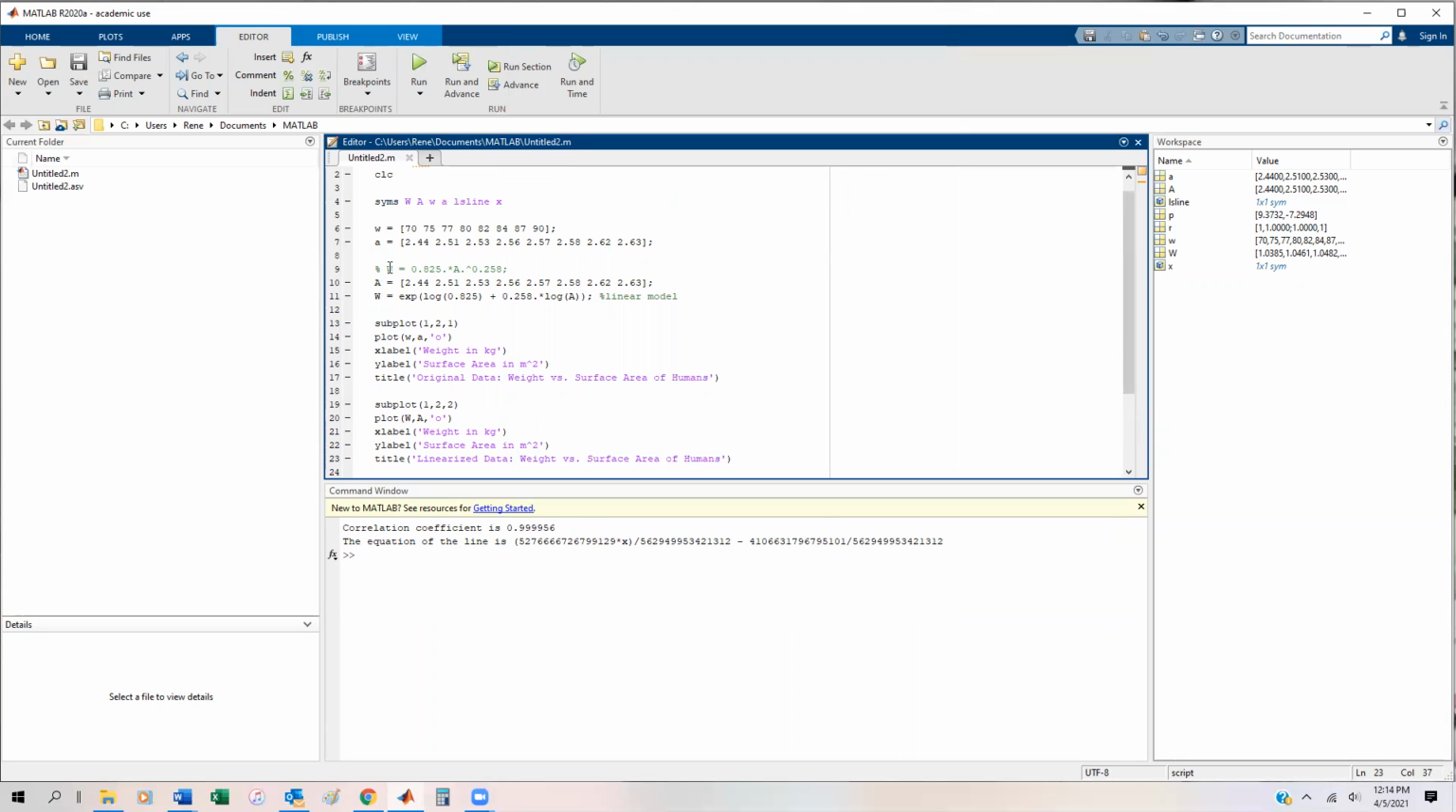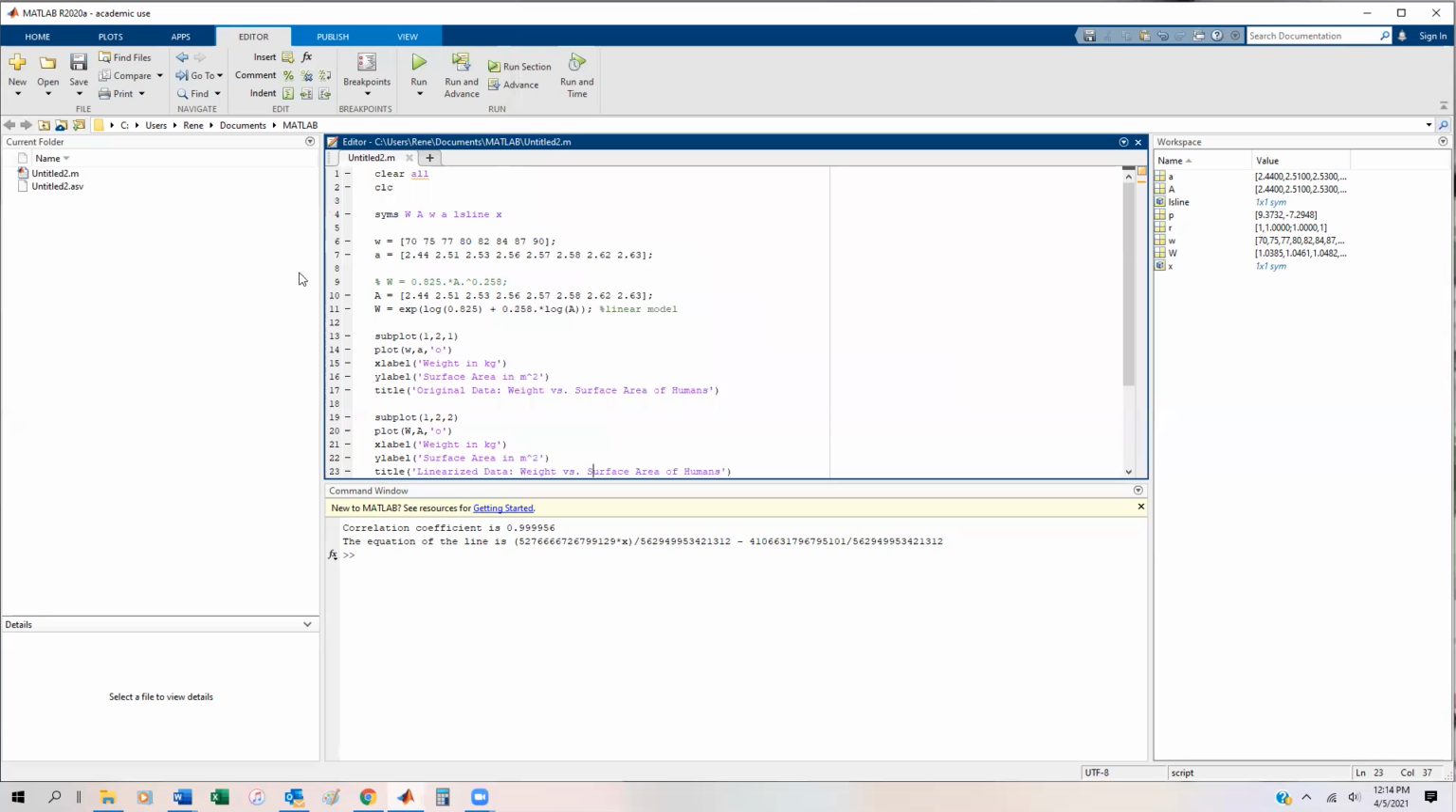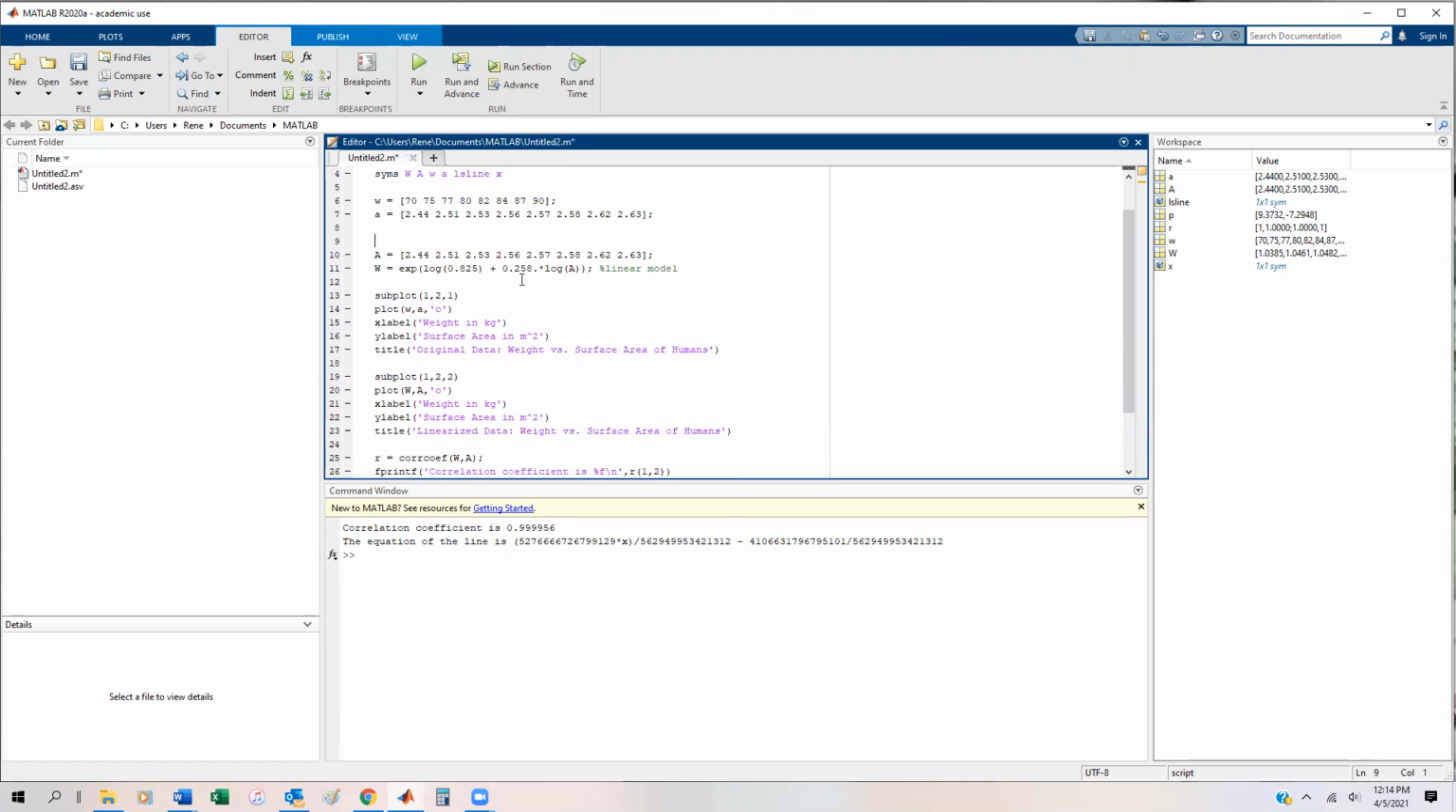One thing we might want to do is plot the original curves on each of these lines, just to see how close they were. I'll just do this for this one right here. So right here, I'm going to put a hold on.